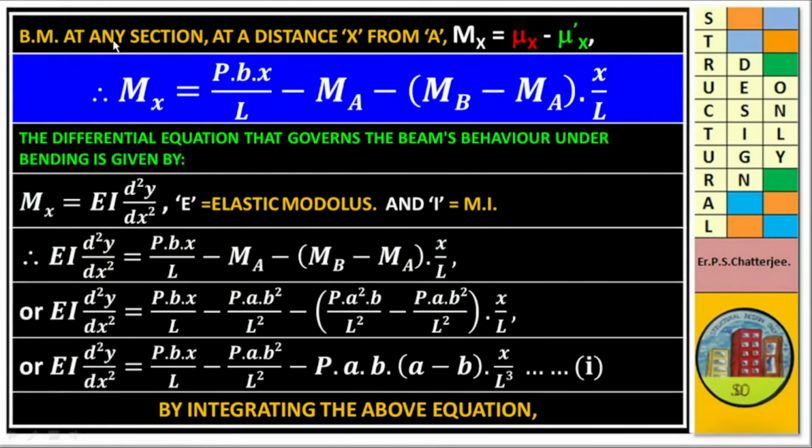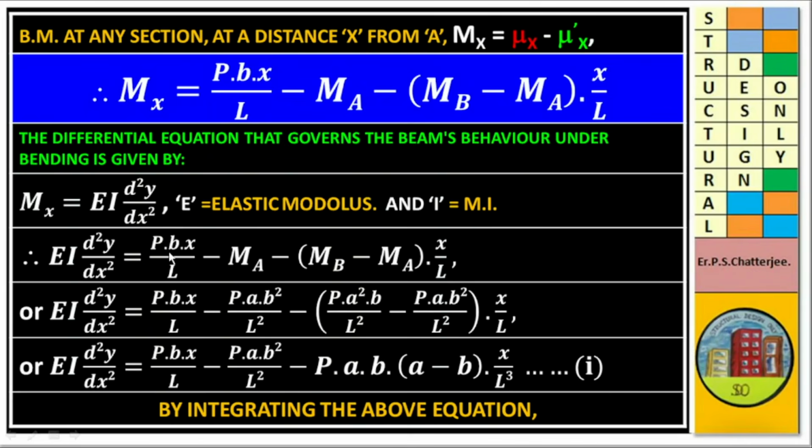At any section of a beam at a distance x from A, Mx is equal to Mu x minus Mu dot x. Mu x is equal to P into B into x by L minus MA minus MB minus MA into x by L. Mx is equal to EI d2y/dx2, where E is the elastic modulus and I is the moment of inertia.